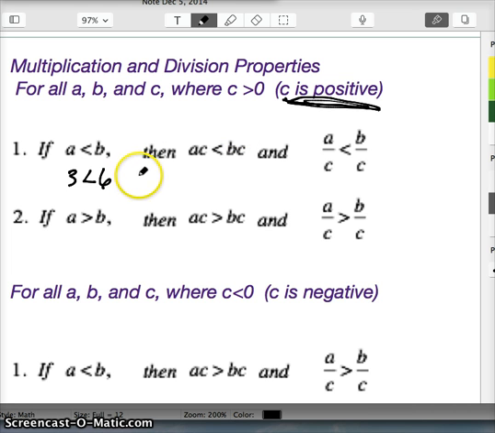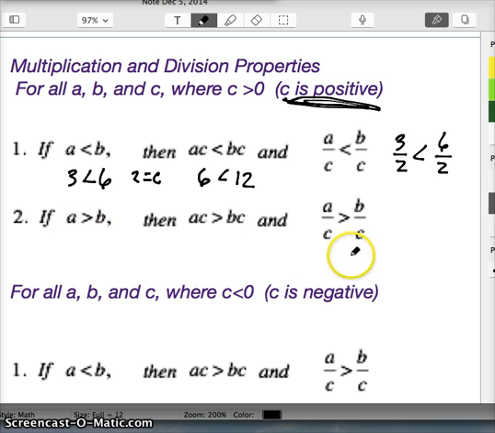So let's let C be, I don't know, 2 or 3 or whatever. Let's let it be 2. So 2 is equal to C. So watch this. When I do 2 times 3, I get 6. So A times C. And when I do 6 times 2, because that's BC, I'm going to get 12. And notice that the inequality is maintained. And similarly, I can do the same thing over here. 3 over 2 is less than 6 over 2. So we notice that we can do the same thing to both sides of an inequality when we are multiplying or dividing when the C value is positive and there's no change.